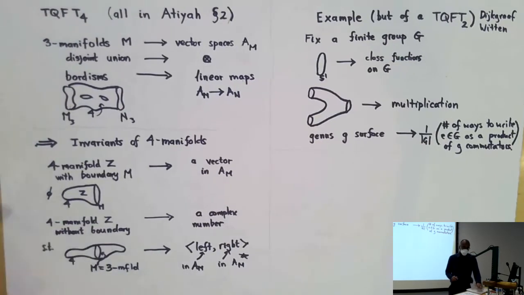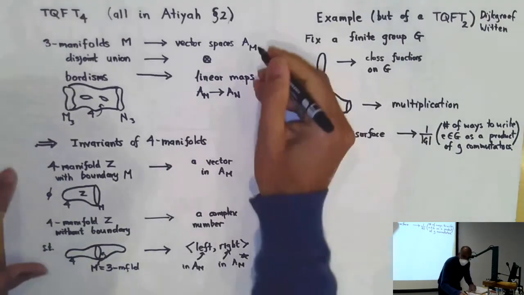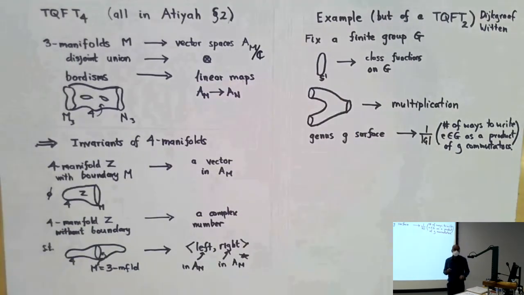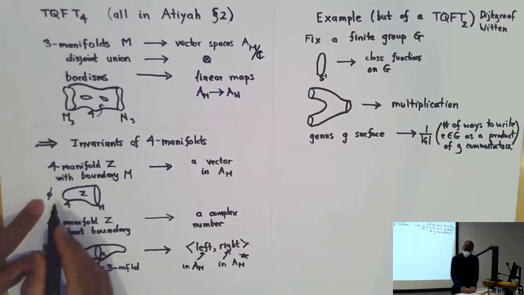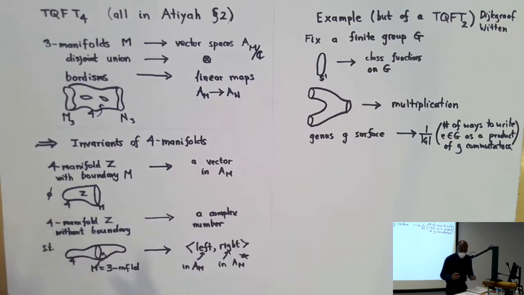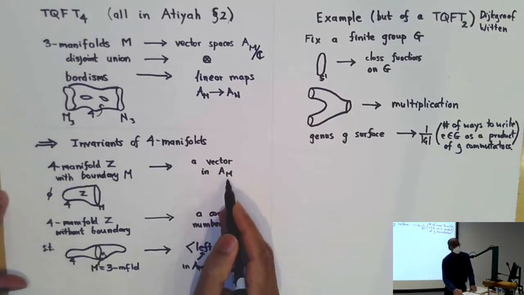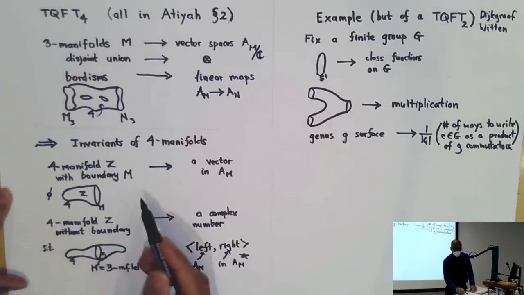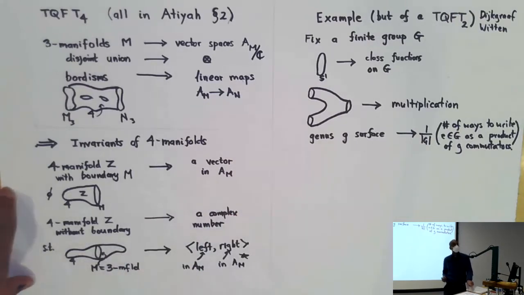Now, the axioms force some non-degeneracy, which forces the empty manifold to be assigned the complex numbers. Everything here should, let's say it's over C. It doesn't have to be, but let's say. So what this gives you is a linear map from the complex numbers to the vector space for M. In other words, a vector in A_M. Okay, so if you have a four-manifold with boundary, it gives you a vector in A_M. If you have a four-manifold without boundary, it gives you a vector in the complex numbers because, so to speak, it's the previous situation with M empty, and that's a complex number.